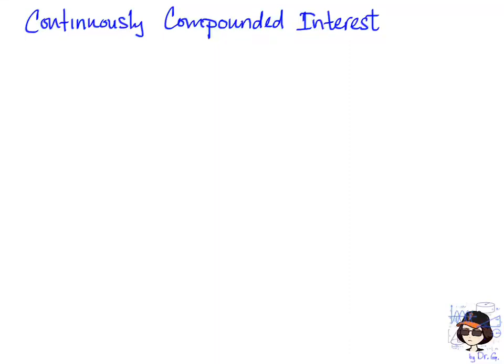Okay, welcome back. So this is going to be part 3 of the lecture on exponential growth and decay. We're going to derive a formula for continuously compounded interest. But before I tell you what that is, I'm going to remind you of what compound interest means.